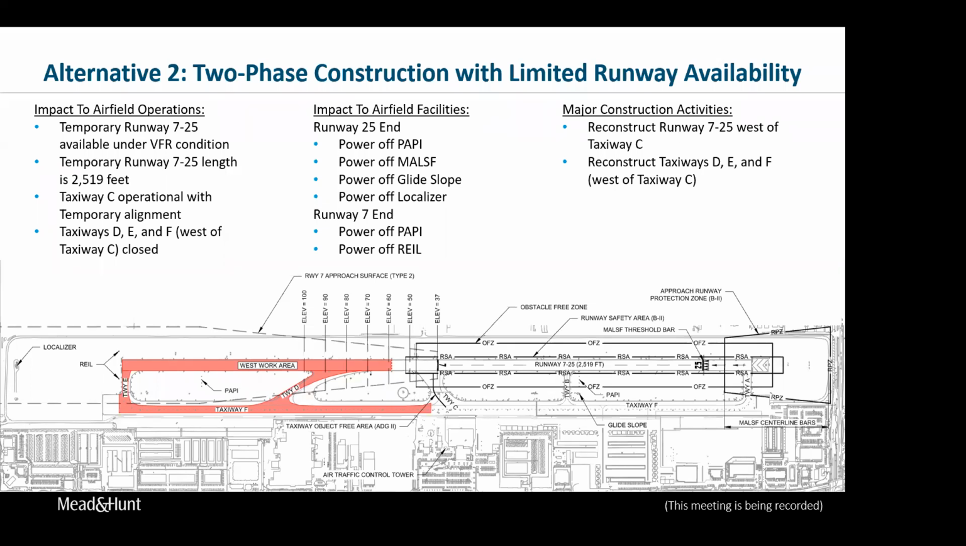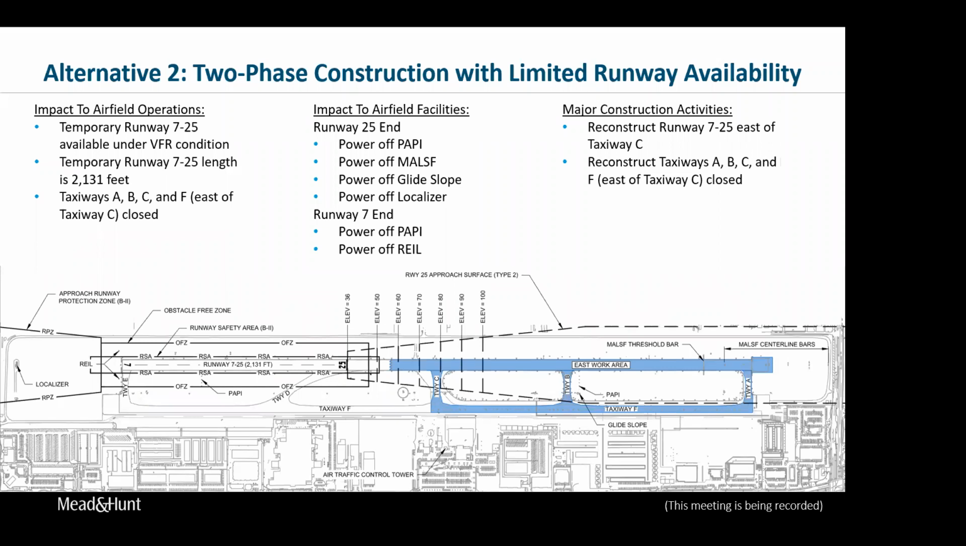And then if you go to the next slide, you'll see, basically, you're picking up where you left off with the last phase on the construction limit and adding the same 400 foot clearance, which then results in a length of about 2,100 feet.